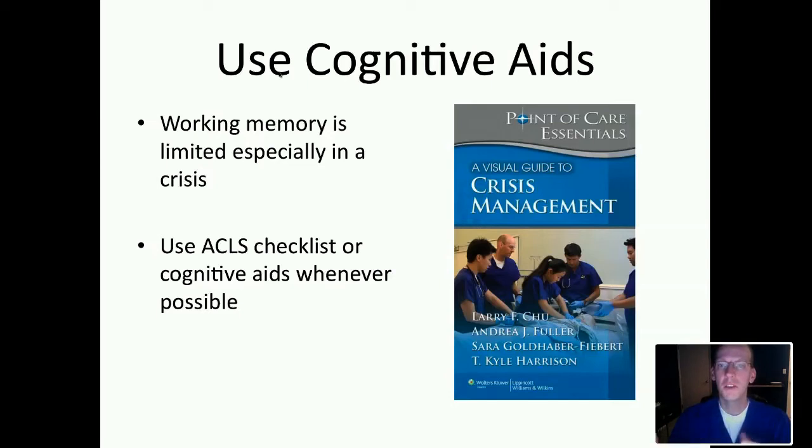So we encourage you to use checklists or cognitive aids whenever possible. We've created a book, Crisis Management, that actually has the algorithms for most emergency conditions, including the ACLS events. And you'll see us using cognitive aids throughout this application, because it's important, because you can't remember everything, and we shouldn't be expected to. Other industries such as aviation and nuclear power use cognitive aids for every crisis. In healthcare, we need to learn that we need to use these. It's the only way to provide the best care possible.